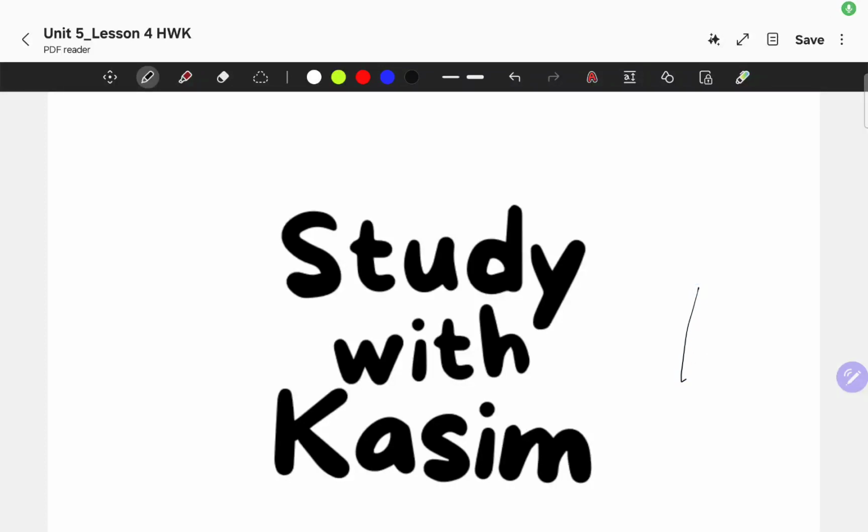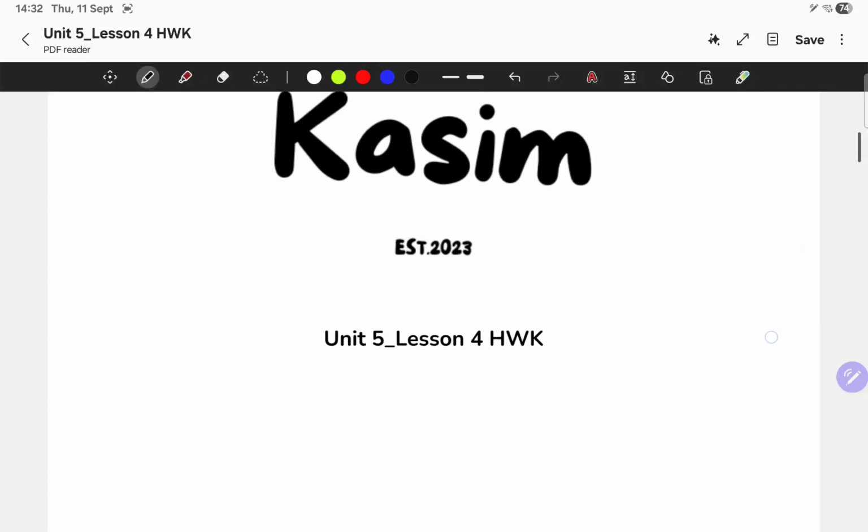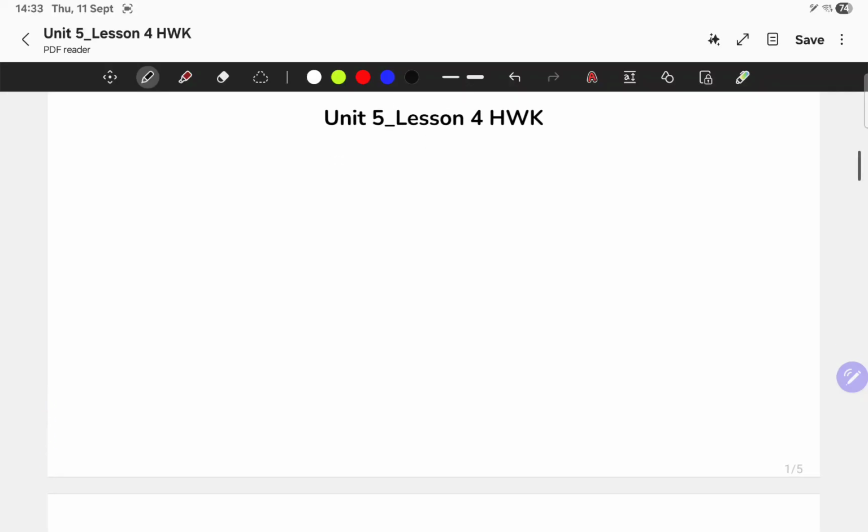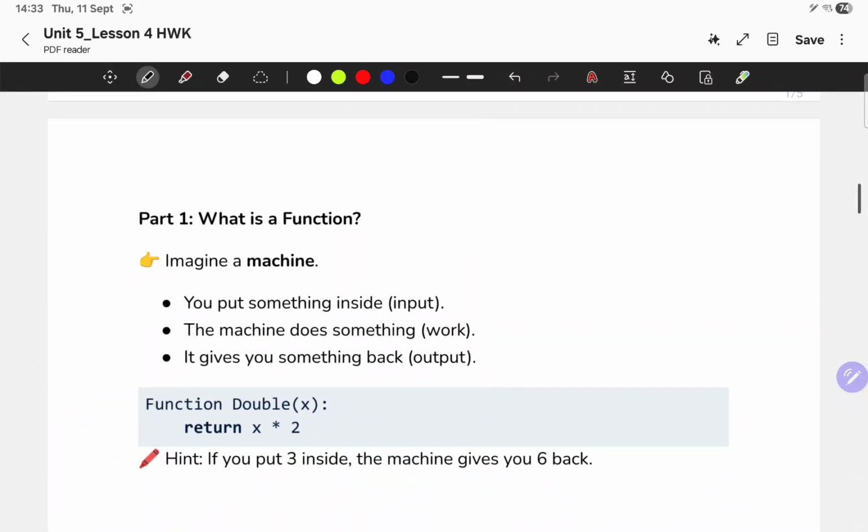Hey, so this is Unit 5, Lesson 4, and this is going to introduce a kind of difficult area of computer science, which is functions. Now, functions is borrowed from an idea in mathematics, which is if you have an input, it can give you an output. Well, that sounds really complicated, so let's break that down into something much simpler.